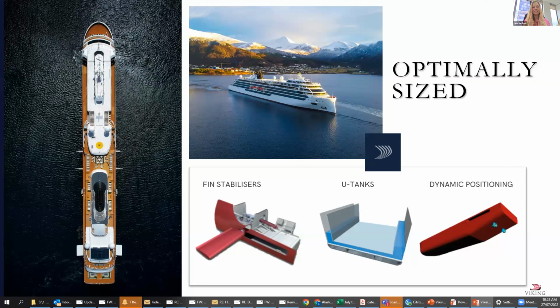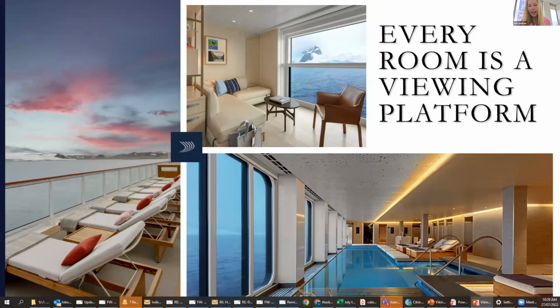You'll find the ship is sleek and long. This is actually so that we can travel through the locks of the Great Lakes, but also it helps in terms of buoyancy. We have technology including fin stabilizers, U-tanks, and dynamic positioning, which means we can reduce rocking by around 50% when we're stationary. We move faster and we can go into places that other expeditions simply can't because of our anchoring and maneuvering technology.